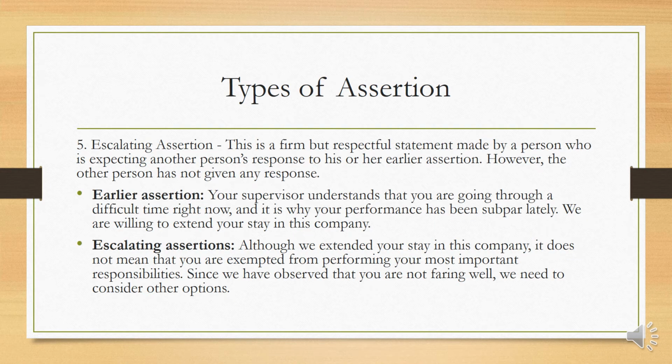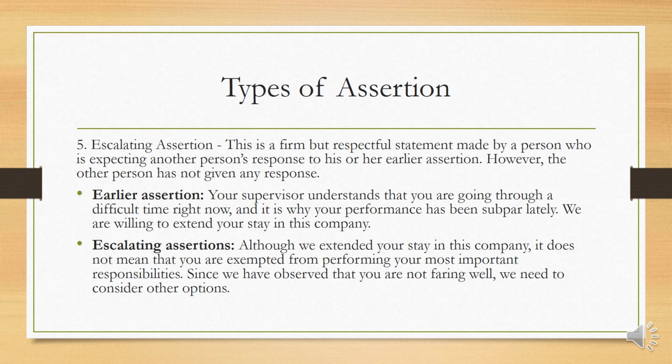Now, for the penultimate type of assertion, we have escalating assertion. This is a firm but respectful statement made by a person who is expecting another person's response to his or her earlier assertion. However, the other person has not given any response.